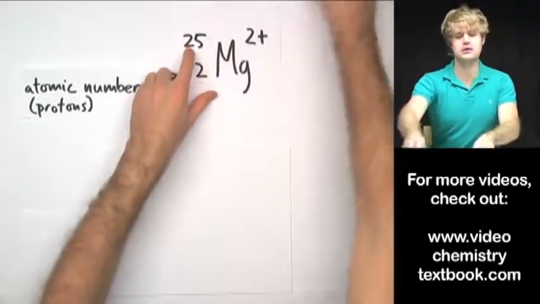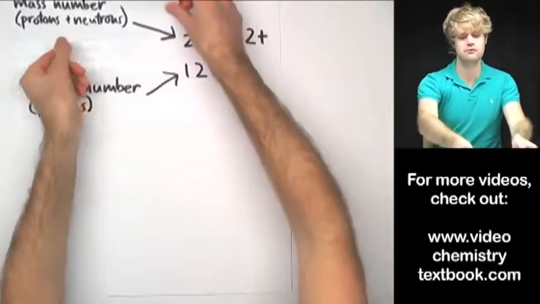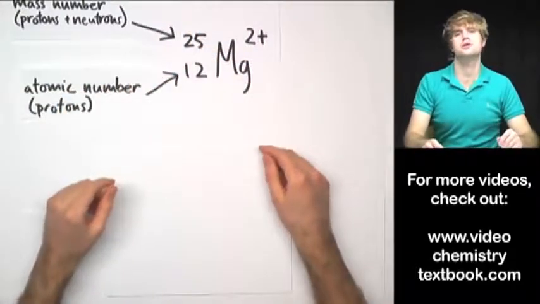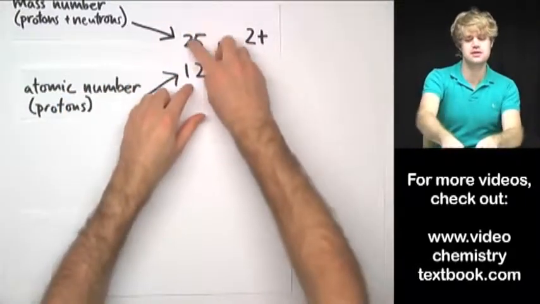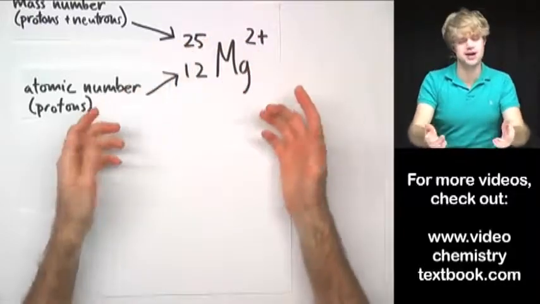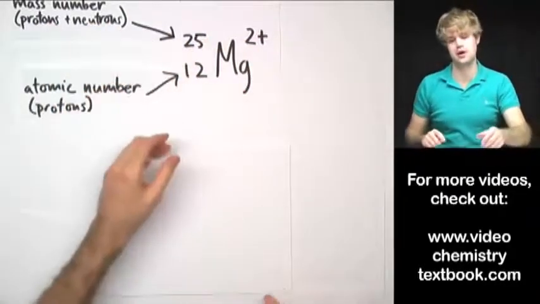The number up here is called the mass number, which is the number of protons plus the number of neutrons. Don't make the mistake and think that this is the number of neutrons, because it's not. It's protons plus neutrons together.